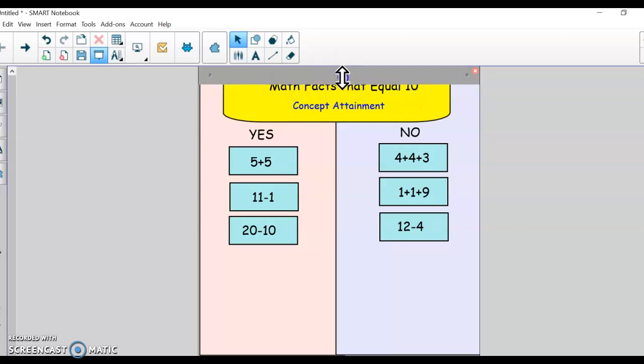So this is just one way that you can use Smart Notebook in your classroom to have students demonstrate their learning for math skills. Thank you very much.